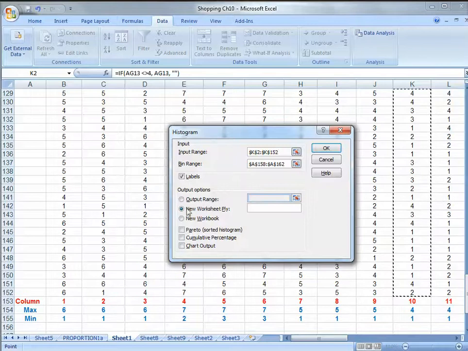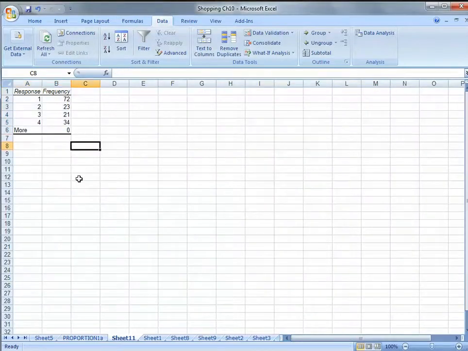Okay. Let's see, I'll put this in a new worksheet. I don't need my histogram, the actual chart. I just need my frequency distribution. I say OK. And there is our data that we need.